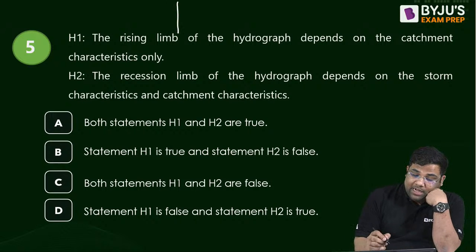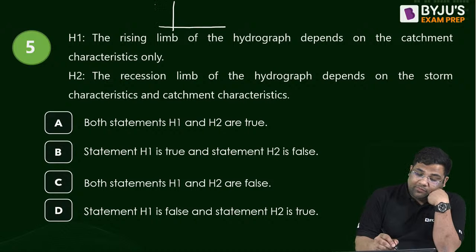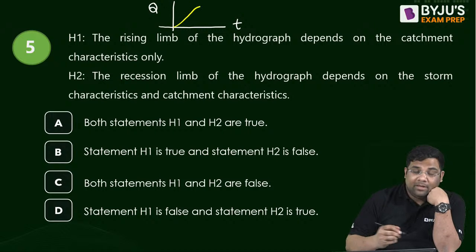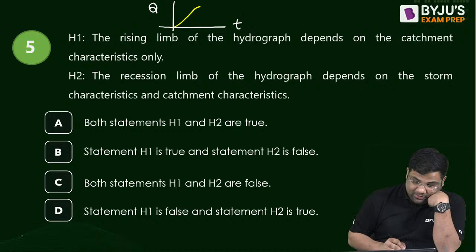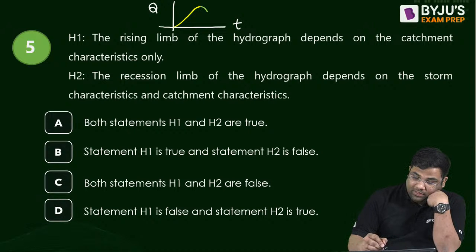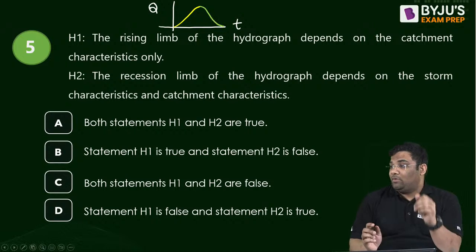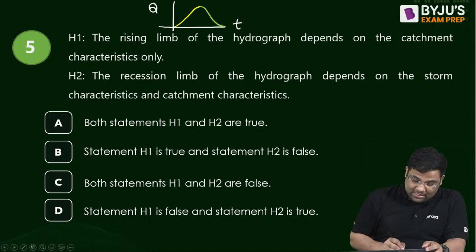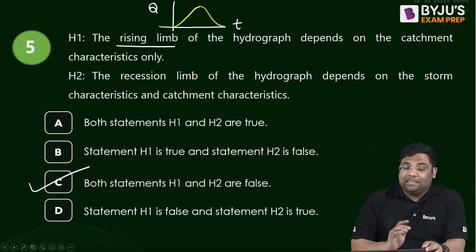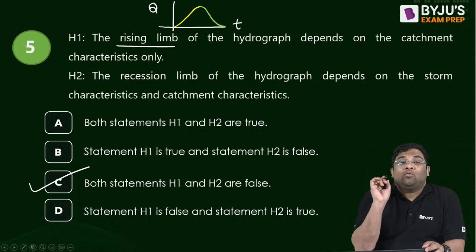We know that in a hydrograph we have two limbs, right? Hydrograph is a plot between what? The discharge and time. So first we will get a rising limb and then we will get a falling limb, or I can say recession limb. So what is the right answer? The right answer is both statements are wrong, because the rising limb depends on what?